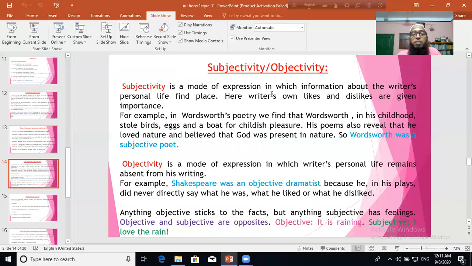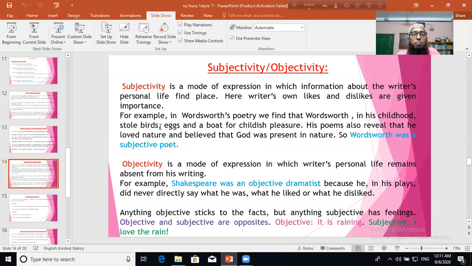Subjective is the mode of expression in which information about the writer's personal life finds place. Here, the writer's own likes and dislikes are given importance. For example, in Wordsworth's poetry, we find that Wordsworth, in his childhood, stole birds' eggs and a boat for childish pleasure. You see, very funny about Wordsworth, the poet. In his childhood, what did he used to do?